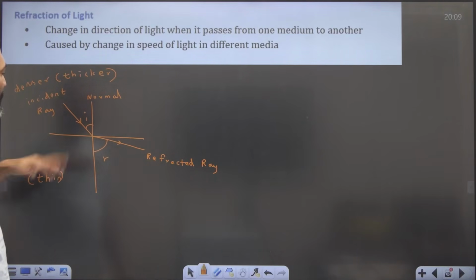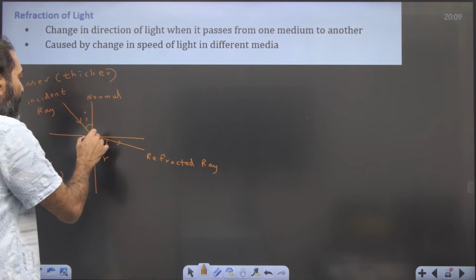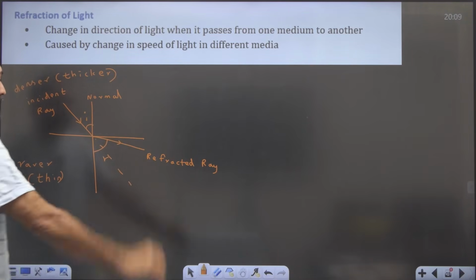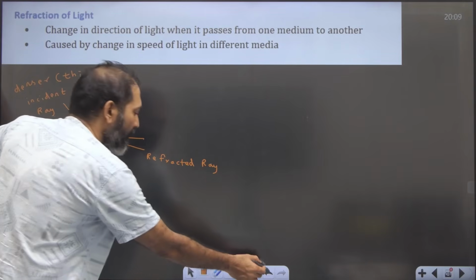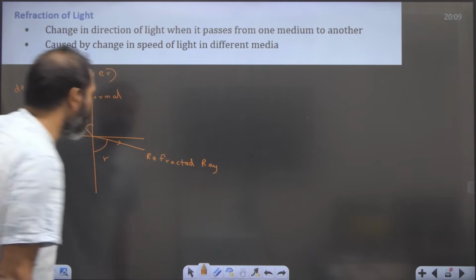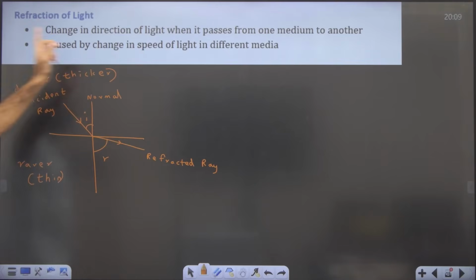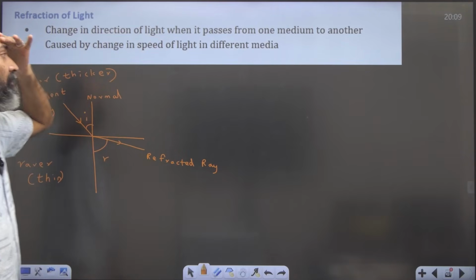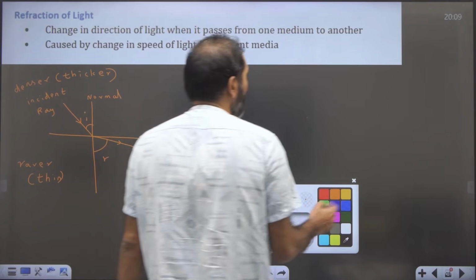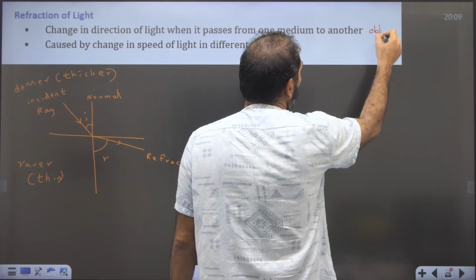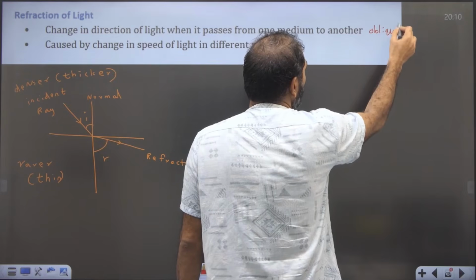See, if there was no refraction, the light ray is supposed to go through this way. But because of refraction, there is a bend in the path of the light ray. This bend in the path of the light ray is called what? Refraction. The change in the direction of light when it passes obliquely from one medium to another. See, I'm doing a small correction in the definition. Obliquely means at an angle.